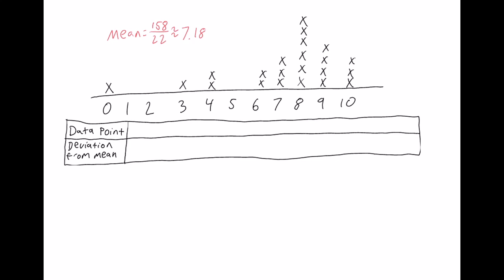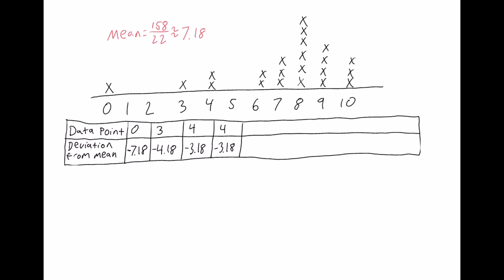So now I want you to write each data point and then how it deviates from the mean. So for 0, it's negative 7.18 away from the mean, because it's 0 and the mean is 7.18. So it's 7.18 less than it, so we say the deviation of the mean is negative 7.18. Then the next data point is 3. And the deviation of that is negative 4.18. Then we have two 4s, so we put them each individually. And each one is negative 3.18 away from the mean.